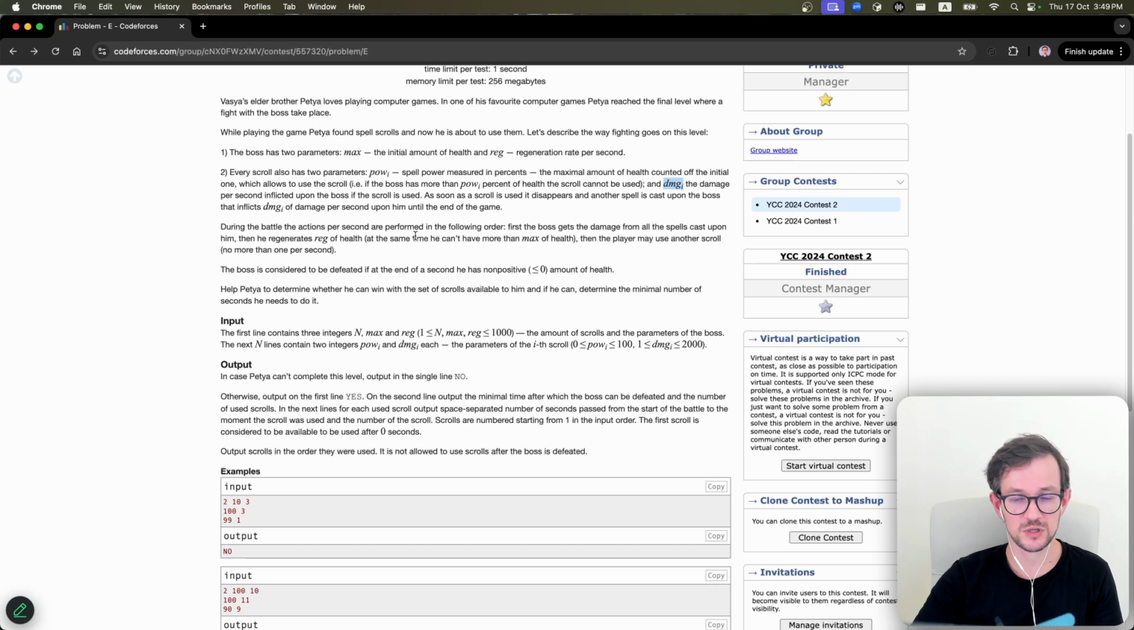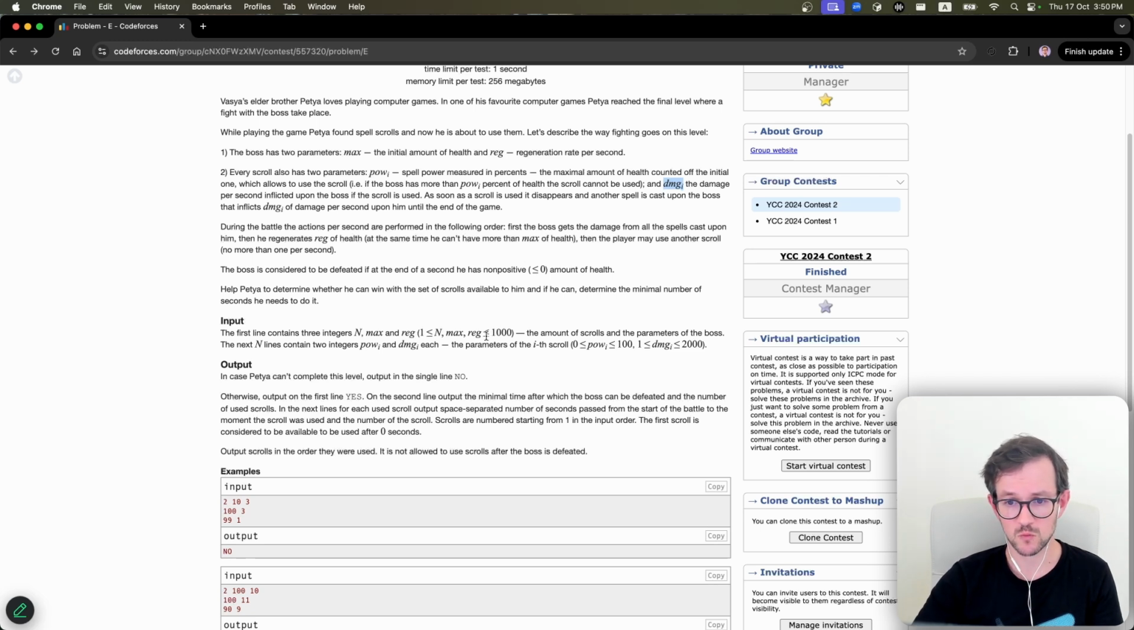Then wait till the boss runs out of some health. Then maybe you need to cast another spell. And then every second you just cast a new spell. If you can cast any spell, you cast the spell that deals the maximum amount of damage. And then you carefully implement it and just see.